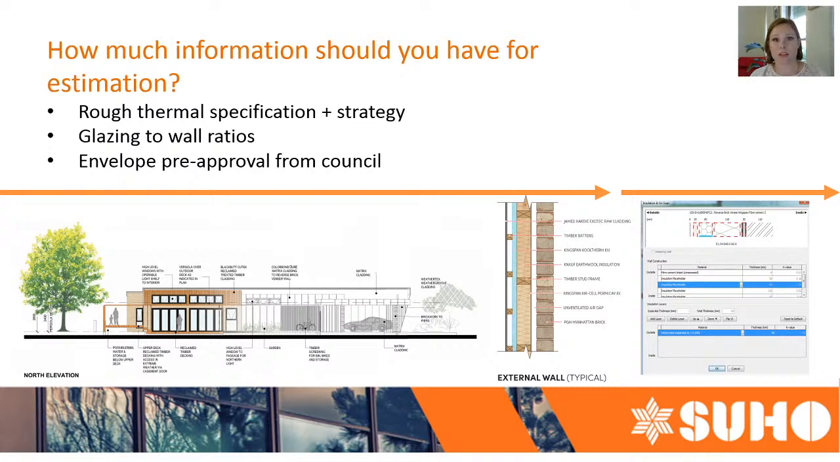In terms of estimation, how much information you might need, you definitely need the rough thermal specification and strategy. This not only includes insulation in walls and roof and whether the slab's insulated, it'll also address windows, how well performing they are, whether they have blinds on the outside, because that is sometimes a good strategy if we don't want to up-spec a window even more. Sometimes it works really well just to have an external blind.